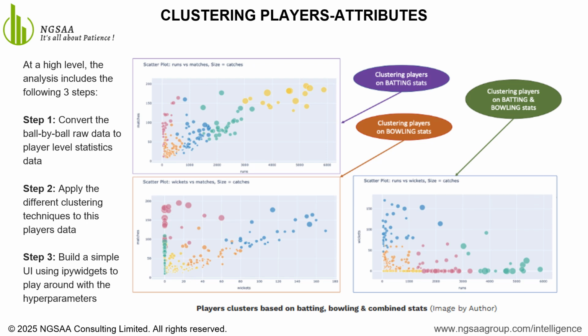2. Clustering implementation. Apply different clustering techniques like K-means, DBSCAN, or hierarchical clustering to segment players. Identify patterns in batting, bowling, and combined all-round performance. 3. Interactive UI for exploration. Build a simple interactive dashboard using IPyWidgets to fine-tune clustering models. Allows for hyperparameter adjustments to refine player classification.